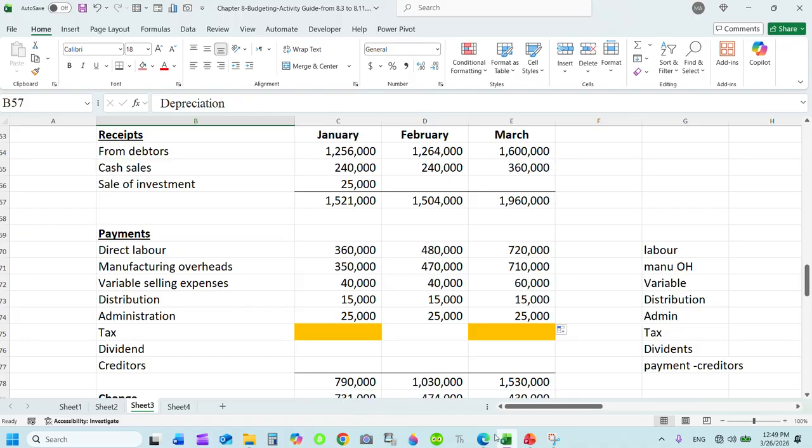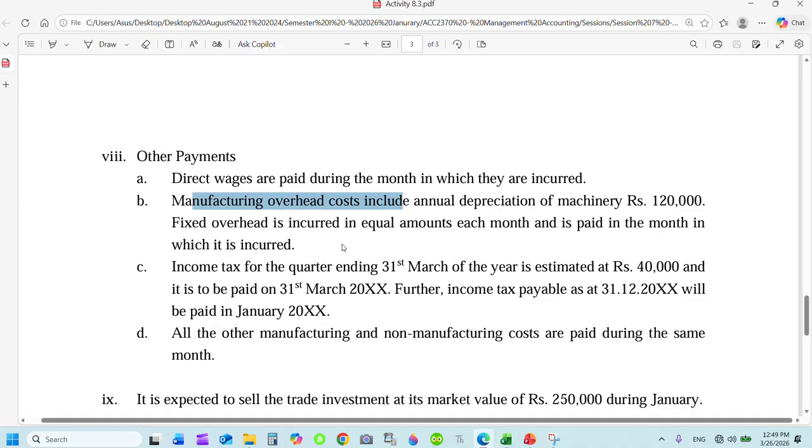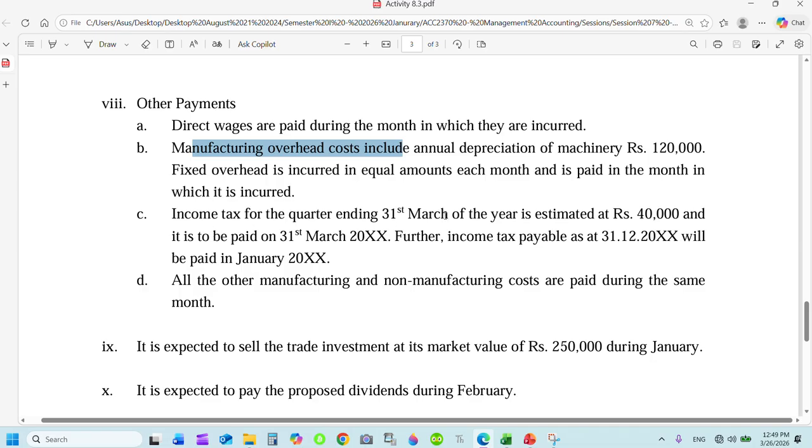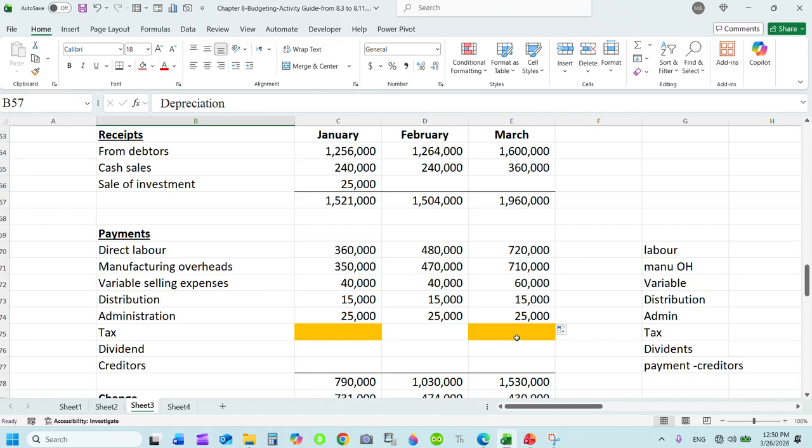Then tax. You can remember we read the question in full at the beginning. Income tax payable at the beginning of the period. We can see income tax for the quarter ended 31st March is 40,000, which is paid at the end of March. So we'll put income tax paid in March, 40,000.